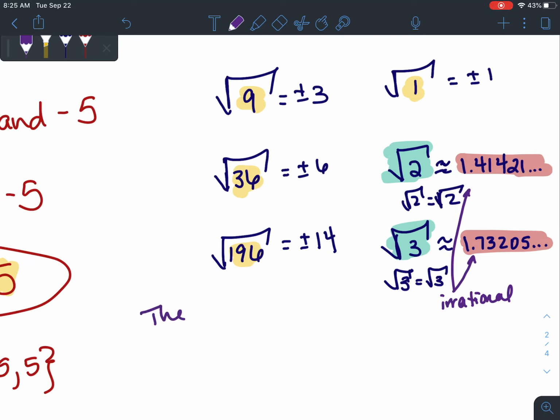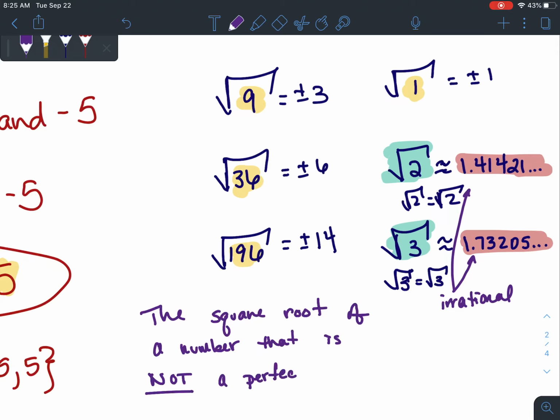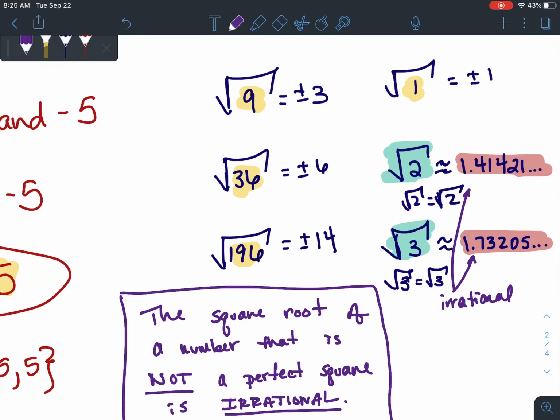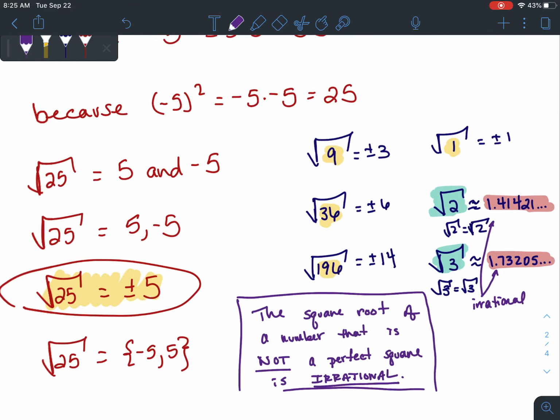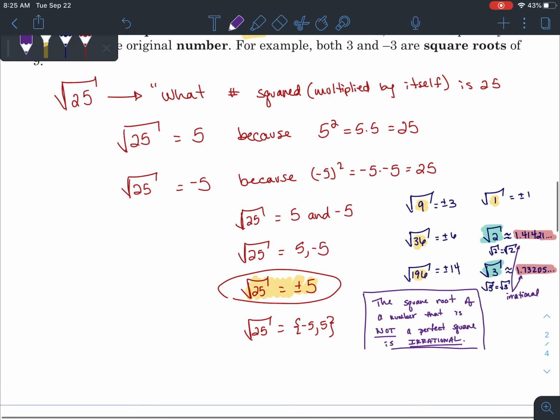The square root of a number that is not a perfect square is irrational. Okay?